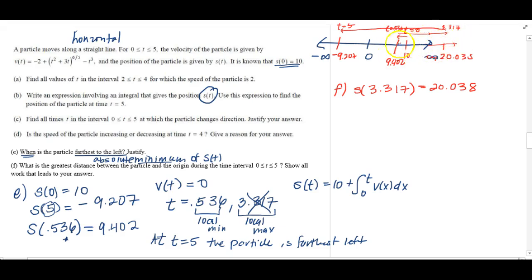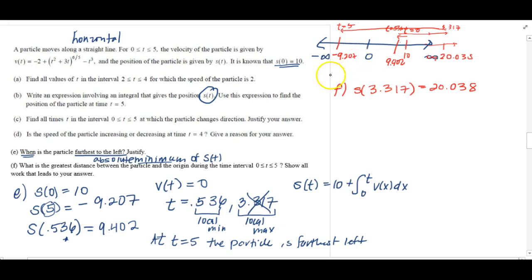Alright, so I've figured out, I've mapped, and not that you'd have to show this graph, but I really think you should be able to. This is the motion of the particle along the straight line. So highlighting all of its important attributes, all of its important pieces of switching directions. So started at 10, went to the left for a little bit, for 0.5-ish seconds, and I stopped. Then I turned around, headed to the right up until 3.317 seconds, stopped at 20.035, and then headed all the way to the left to negative 9.207.